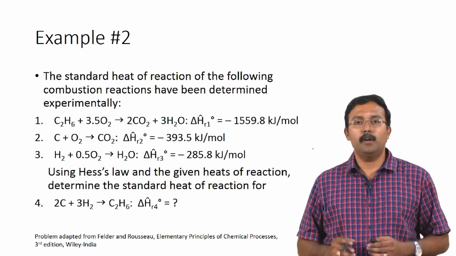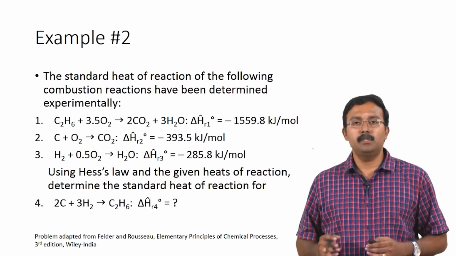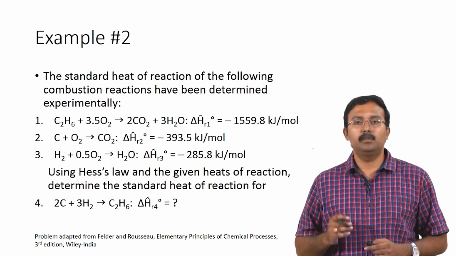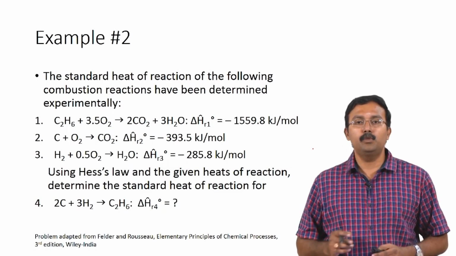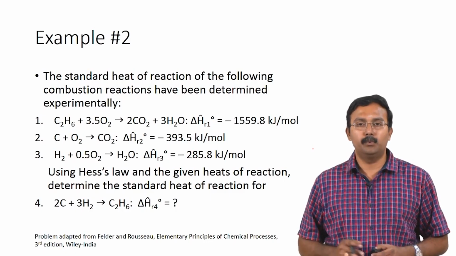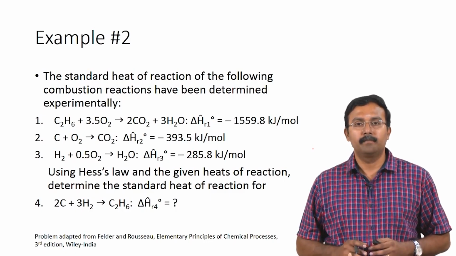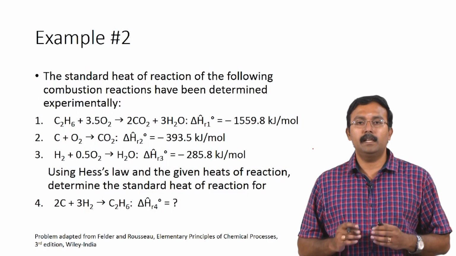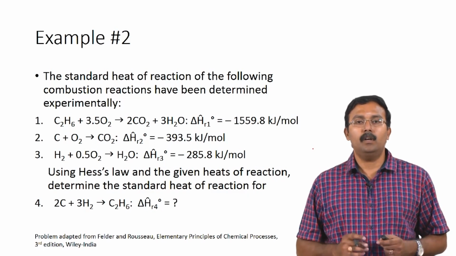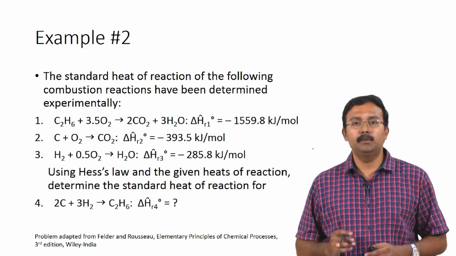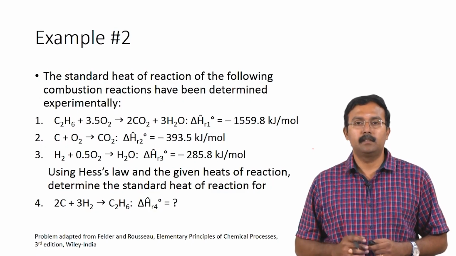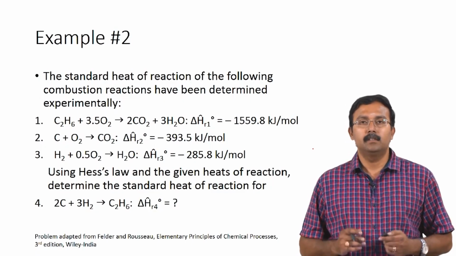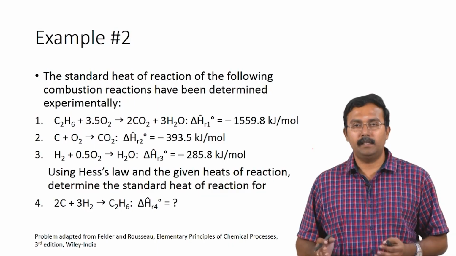C2H6 plus 3.5 O2 gives 2 CO2 plus 2 H2O, C plus O2 gives CO2, H2 plus half O2 gives H2O. So, all these are given. Now, we need to calculate the heat of reaction for 2C plus 3H2 gives C2H6, which is the fourth reaction. So, this reaction would not happen in real life.